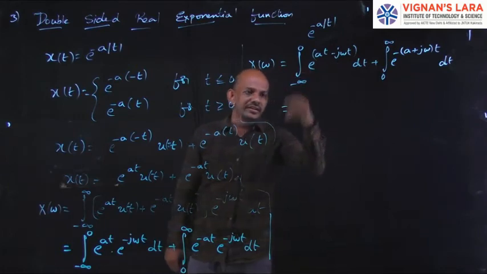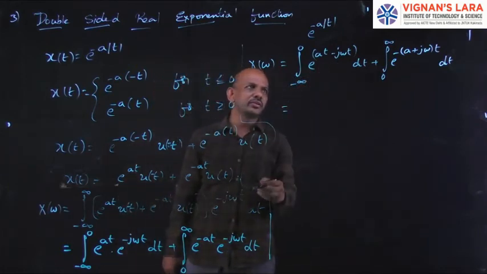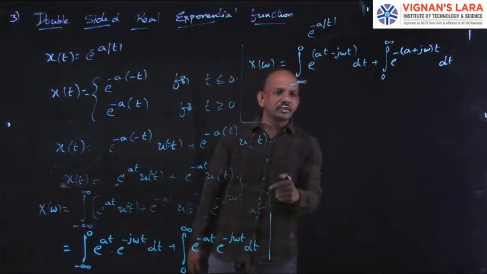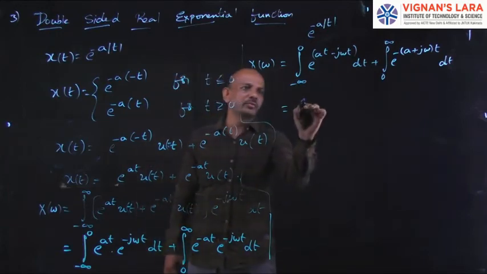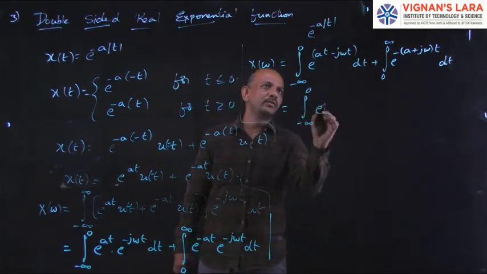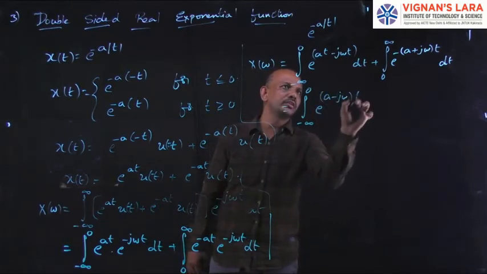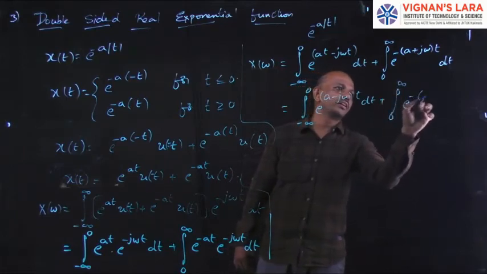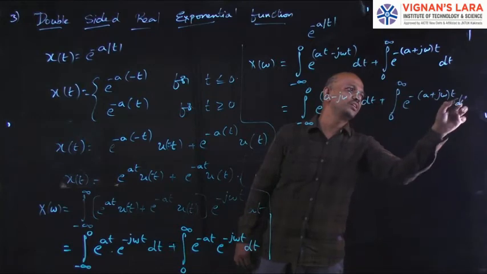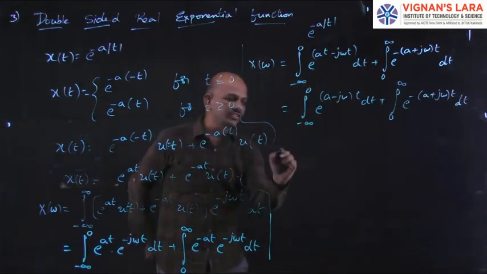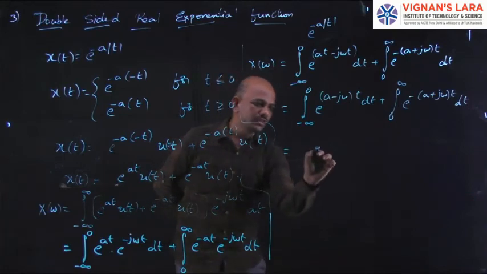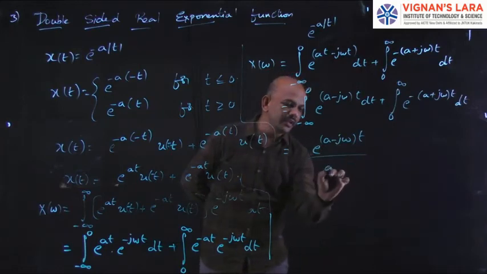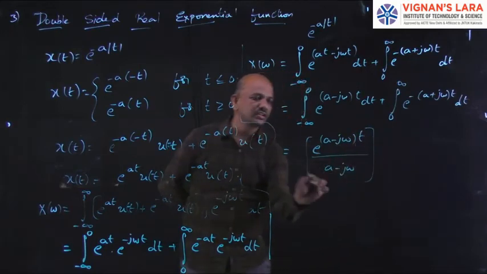So what is the integration of this function? Here also I can take t as common. So if I write one more step, integral minus infinity to 0 e power a minus j omega into t dt plus integral 0 to infinity e power minus of a plus j omega into t dt. So the integral of this one will be e power a minus j omega into t divided by a minus j omega.